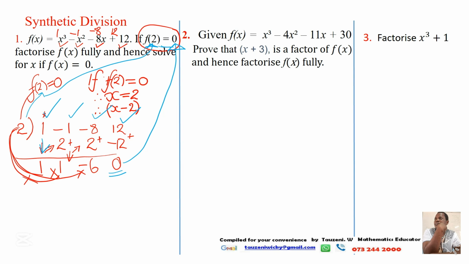That is synthetic division. When done up to this level, the first value that we get is the value of a in ax squared.